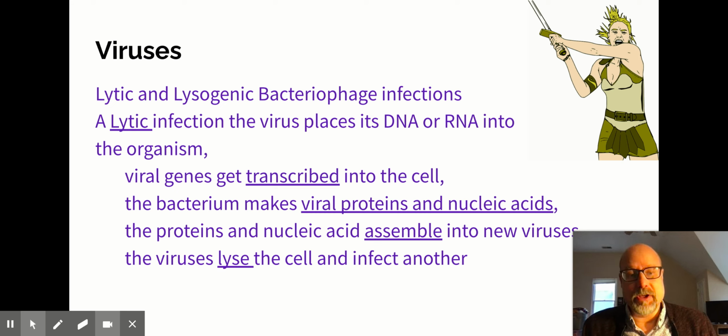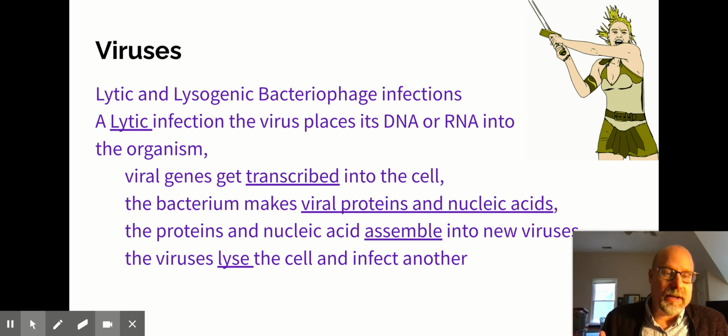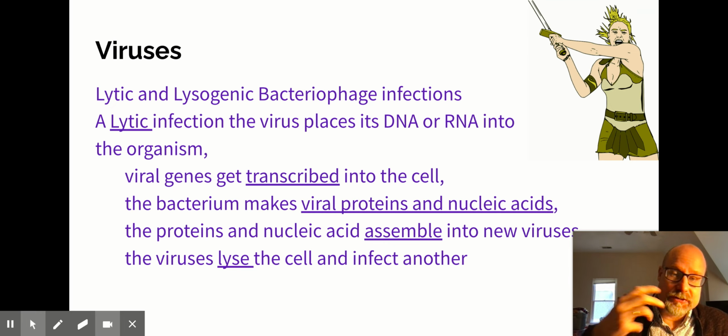So the DNA or the RNA comes into the system and basically hijacks the bacteria's normal functions. So the bacteria instead makes the copy of the genetic information within the virus and protein coats for the virus. Those are assembled together within the bacteria. Basically speaking, these viral genes get transcribed into the cell. The bacterium makes the viral proteins and nucleic acid. The proteins and nucleic acids assemble together into new viruses.